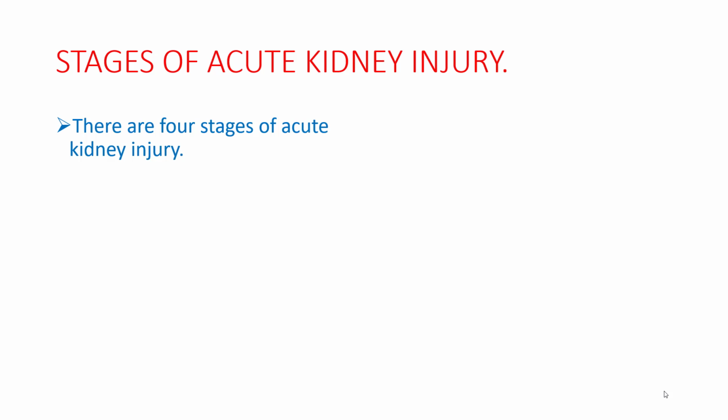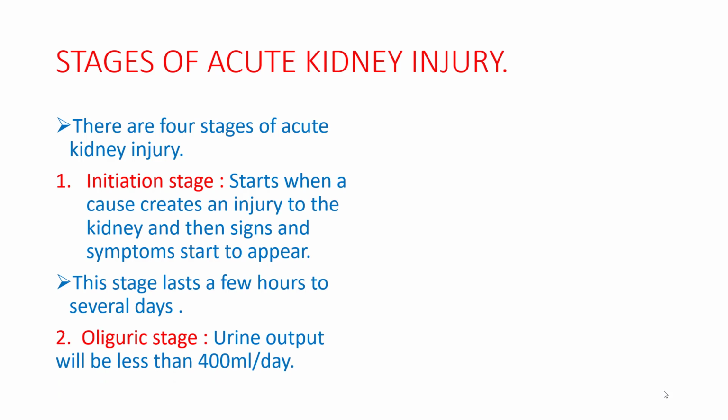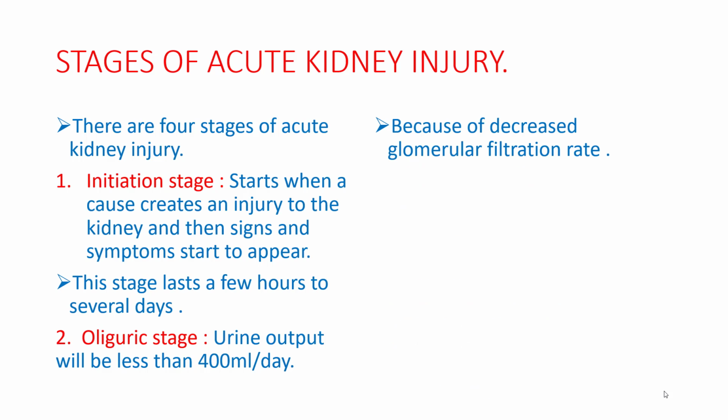So let's start with the initiation stage. This stage starts when a cause creates an injury to the kidney, and then signs and symptoms start to appear. The initiation stage tends to last a few hours to several days. Secondly, let's talk about the oliguric stage. In oliguric stage, the urine output will be less than 400 mL per day. Reason? This is because of decreased glomerular filtration rate.